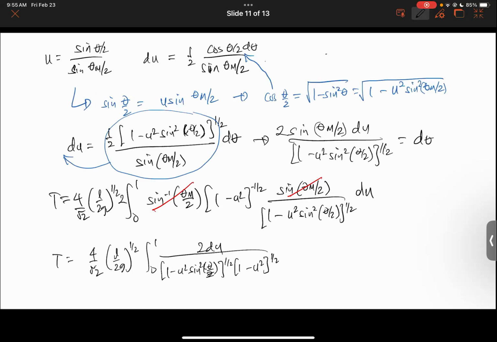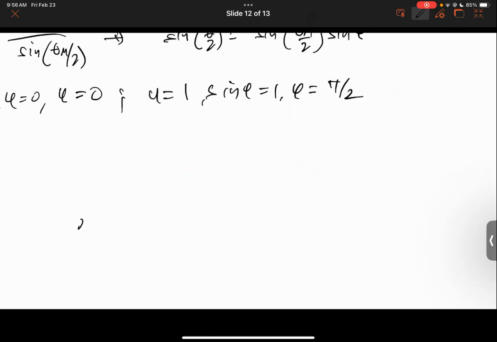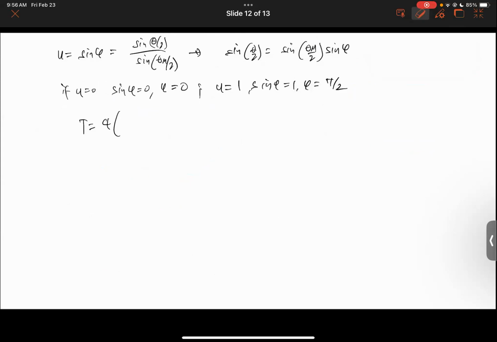Okay, so let's take a look at this. So may 2 tayo dyan, and then may square root of 2 tayo dito, tapos may square root of 2 din tayo dyan. Okay, so cancel lahat yan. So ang matitira is square root of L over G. Then yung limits of integration from 0 to pi over 2. Okay, and then yung du is equal to sine phi cosine phi d phi.